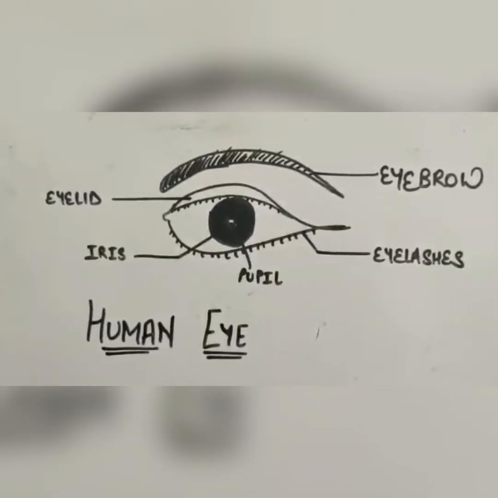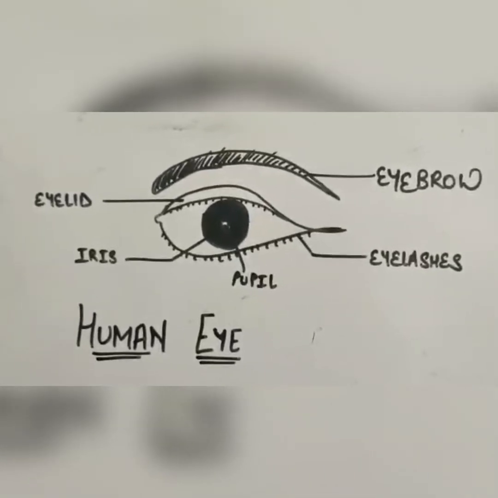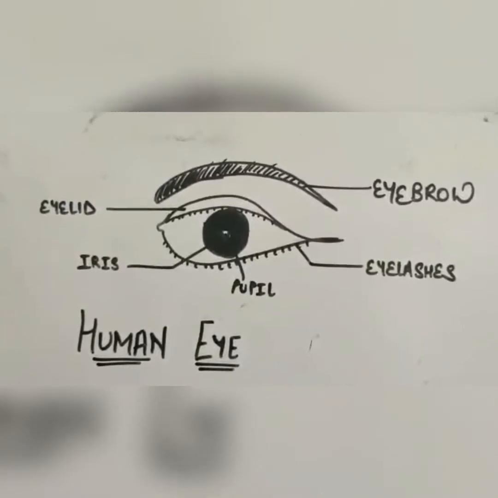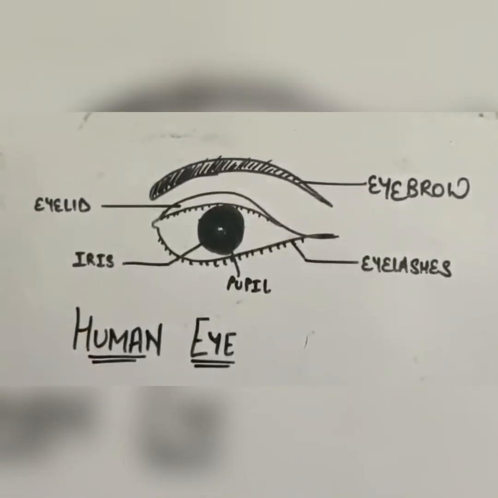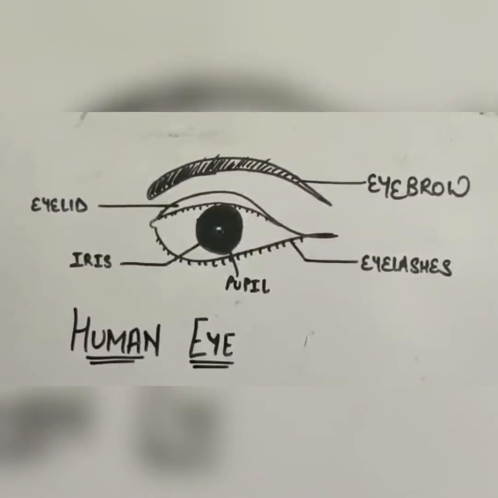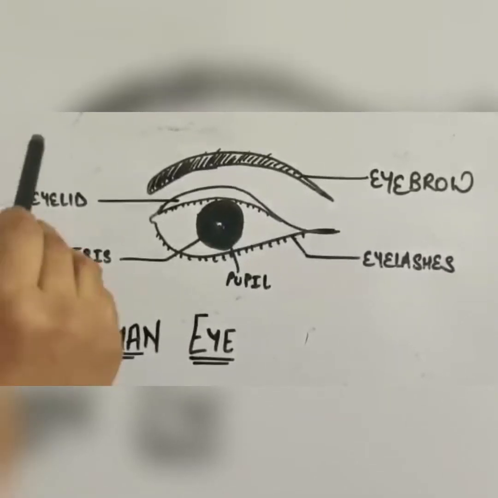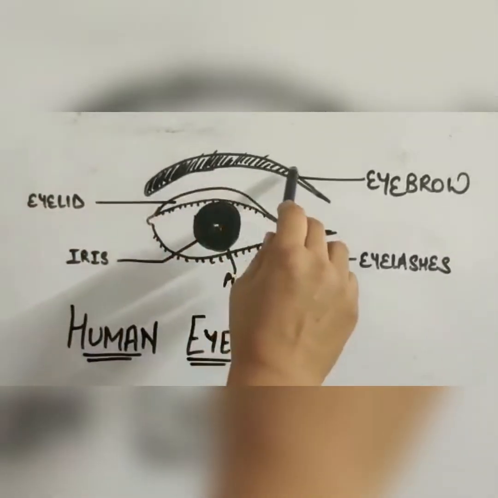The structure of the human eye. When we talk about the human eye, this type of diagram comes to our mind. Now let's first discuss this diagram. Here you see the eyebrow is there.